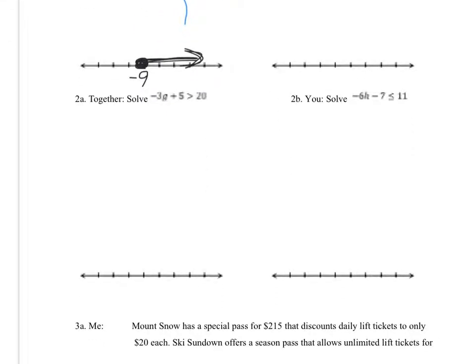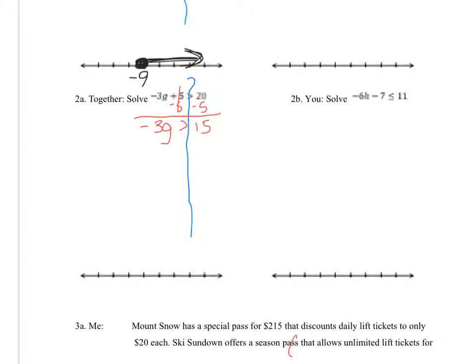Okay, number 2. Draw our river. Negative 3g plus 5 greater than 20. 5 and 20 are on opposite sides of the river, so you're going to minus 5, opposite operation. So negative 3g, I get 15, 20 minus 5. Subtracting 5 does not change your inequality, so it stays greater than.